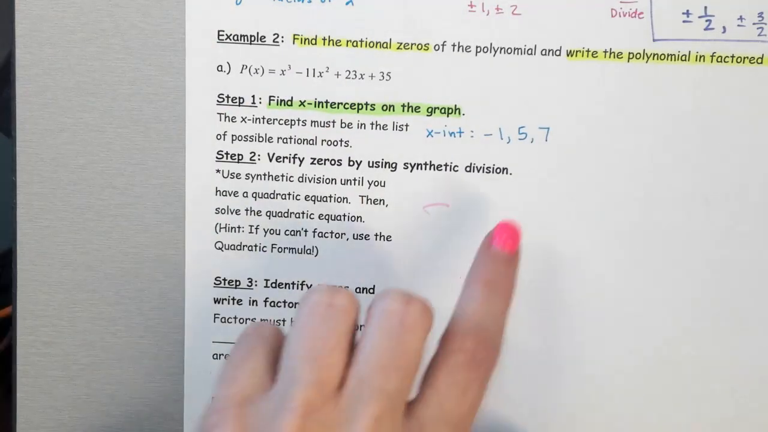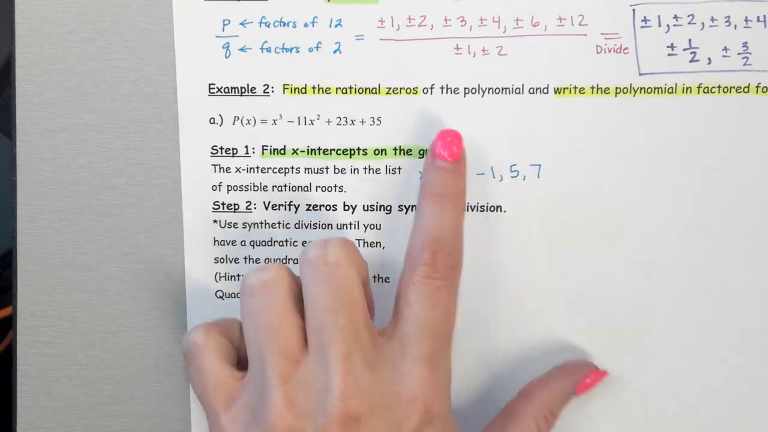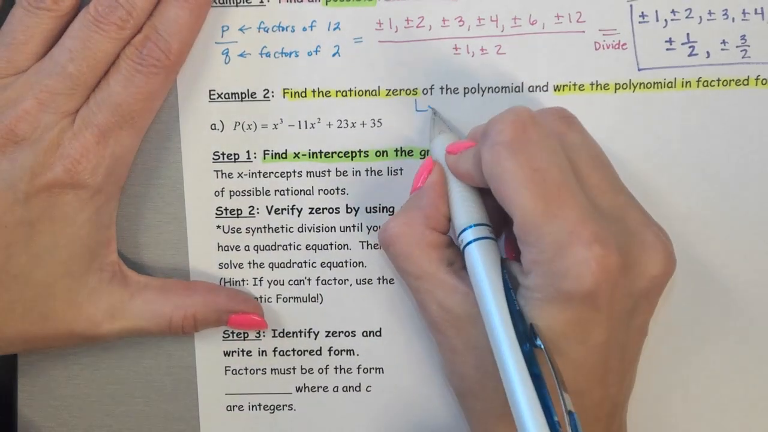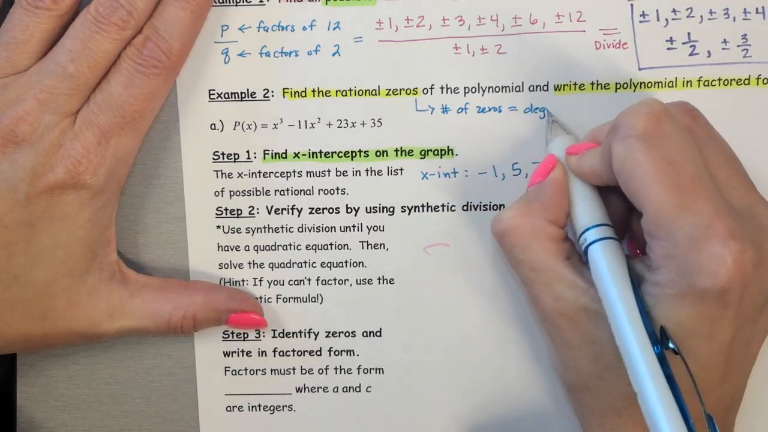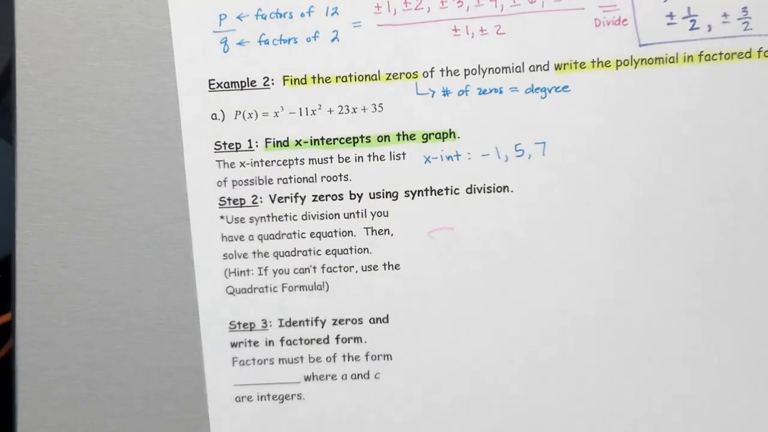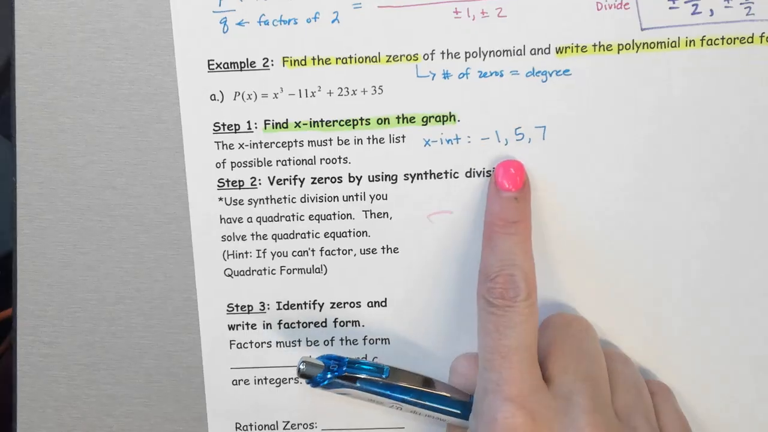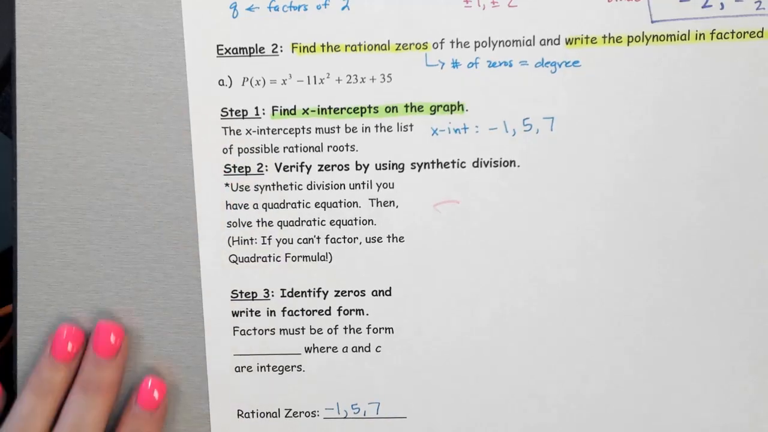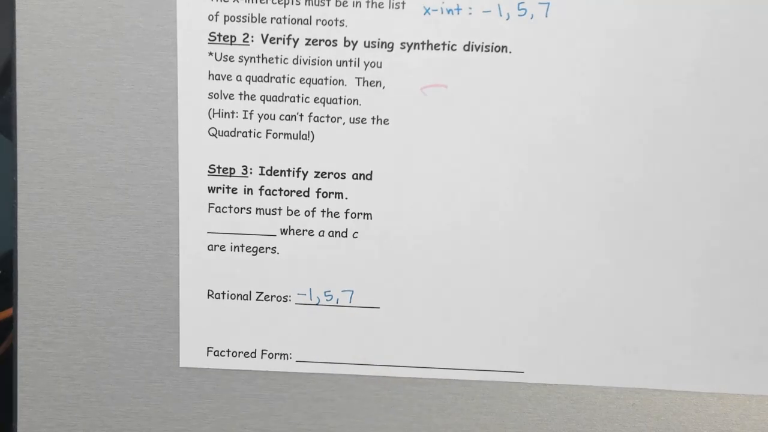Okay, so when you're doing a problem like this on your homework, if you have 3 x-intercepts, those are all of your roots, because remember, your roots should match the what? Yep. Okay, so the number of zeros is equal to your degree. So on your homework, if you wanted to write these down as your rational zeros, -1, 5, and 7, and then write it in factor form, you can. Those are going to be your zeros here.